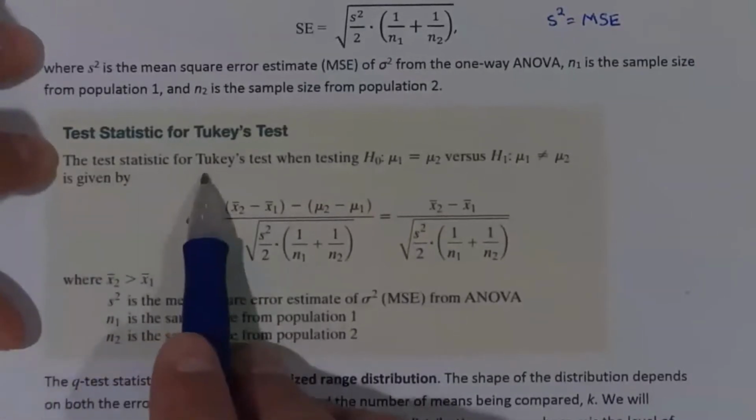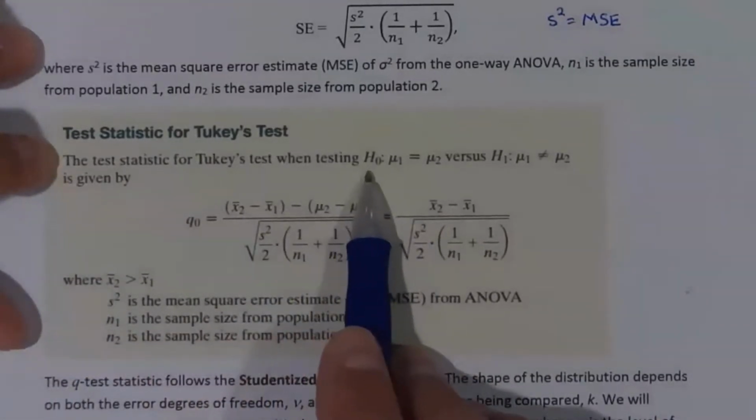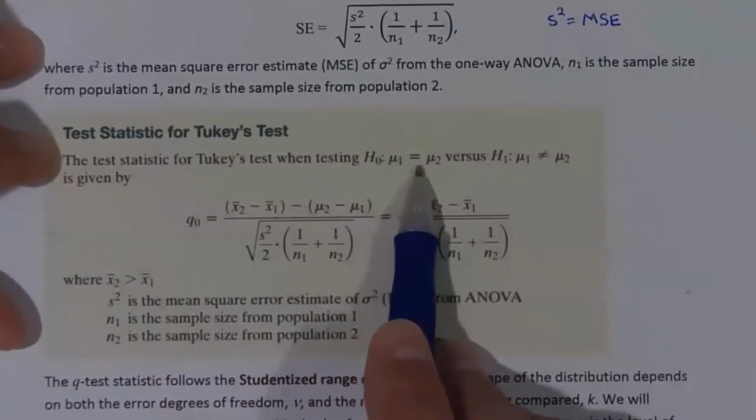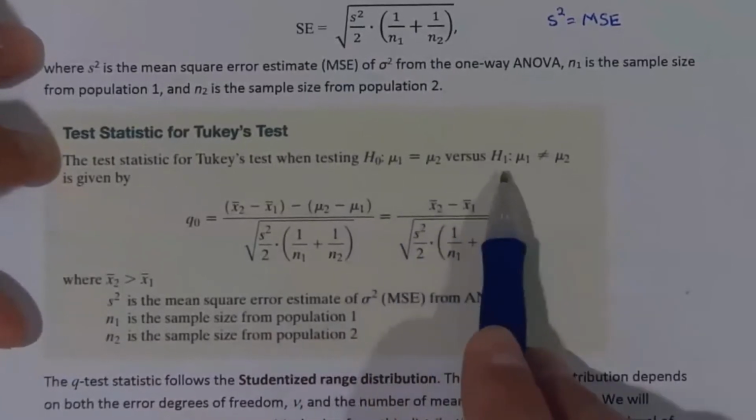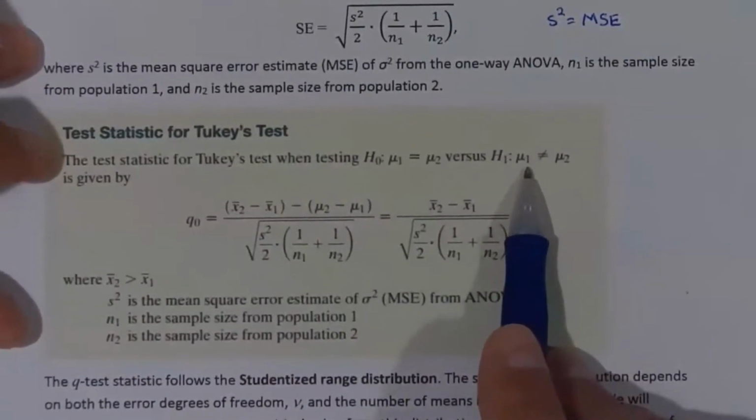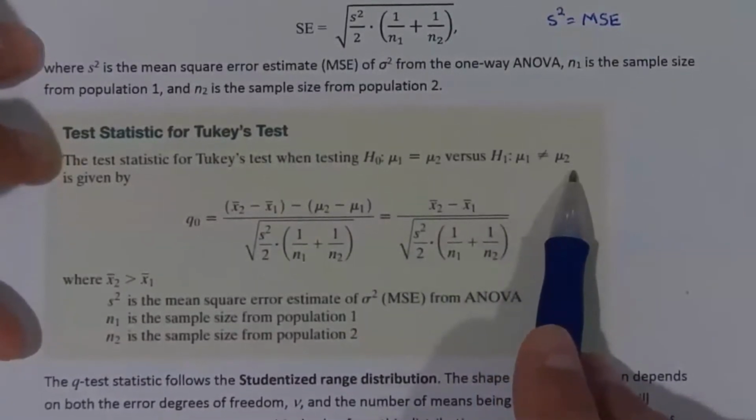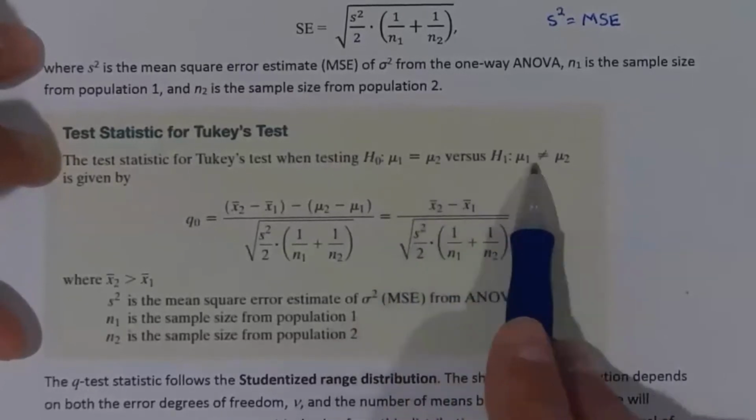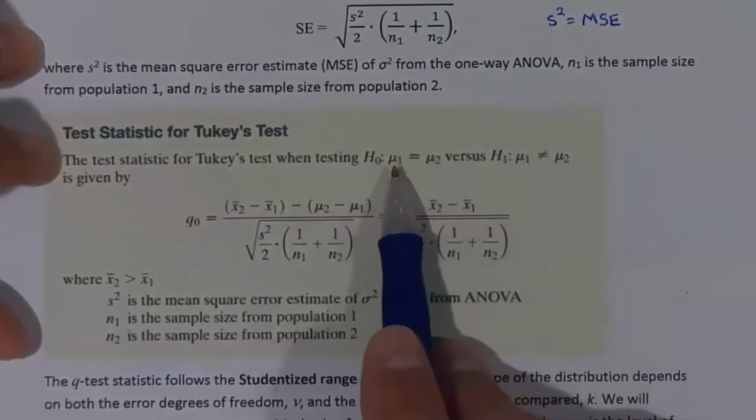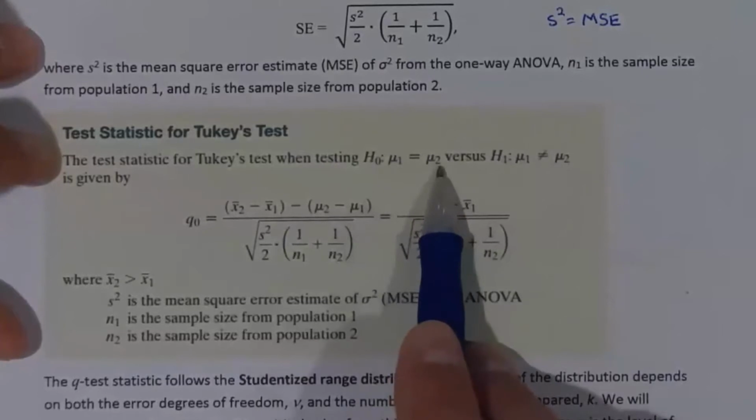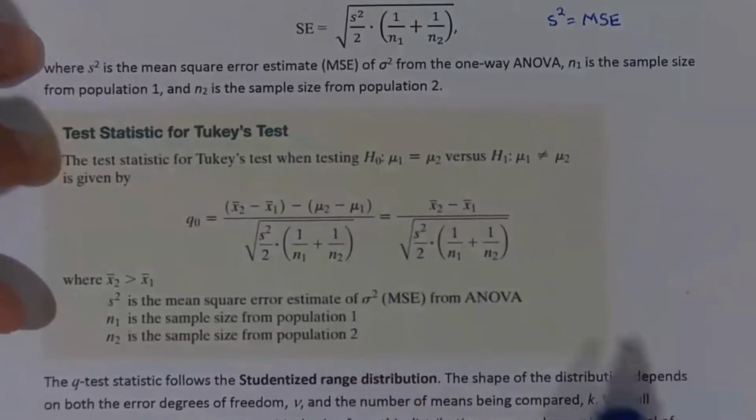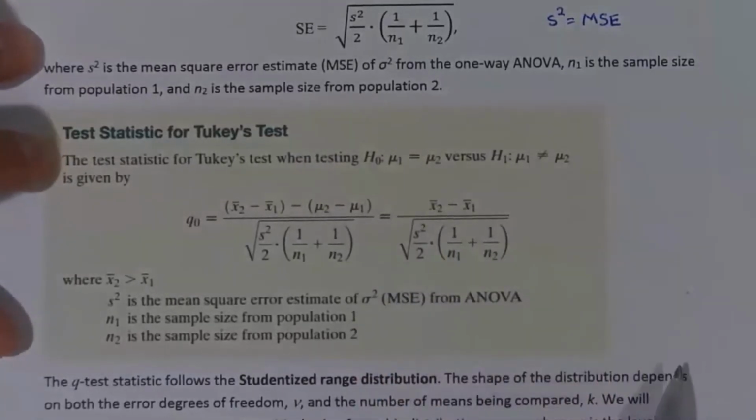When testing, the null hypothesis is going to be that mu1 equals mu2, so the mean of population 1 equals the mean of population 2, versus the alternative hypothesis, mu1 does not equal mu2, so the mean of population 1 does not equal the mean of population 2. And we're going to be doing this for each possible pair of means. So we're using 1 and 2 here, but we could also be comparing mean 1 to mean 3, or mean 1 to mean 4, or mean 2 to mean 3, or mean 2 to mean 4, and so on. So all of the possible pairs we're going to be looking at.